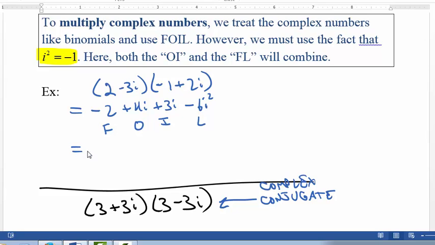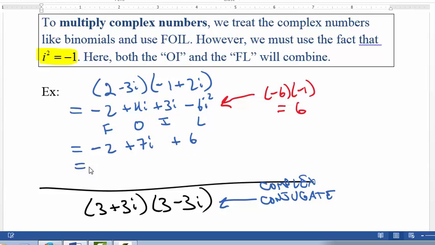And now what I do is, normally I'm used to this. When I FOIL like binomials, for example, a lot of times the O and the I, the middle terms, combine, and they do here also. So in this case, 4i and 3i combine to give you 7i. But now look what else happens here. Since i squared equals -1, -6i squared is really -6 times -1, which is really +6. So that L is actually a +6.